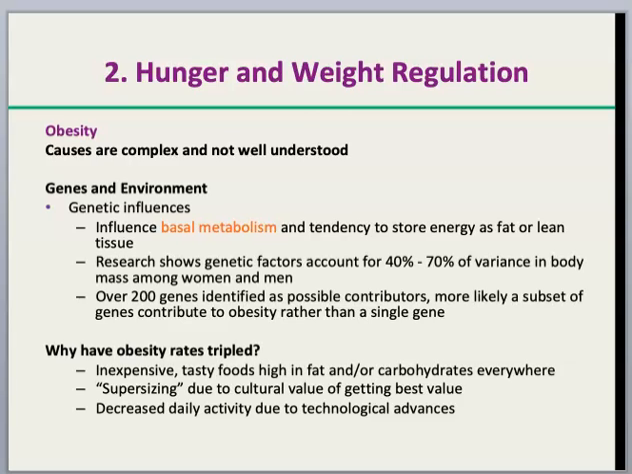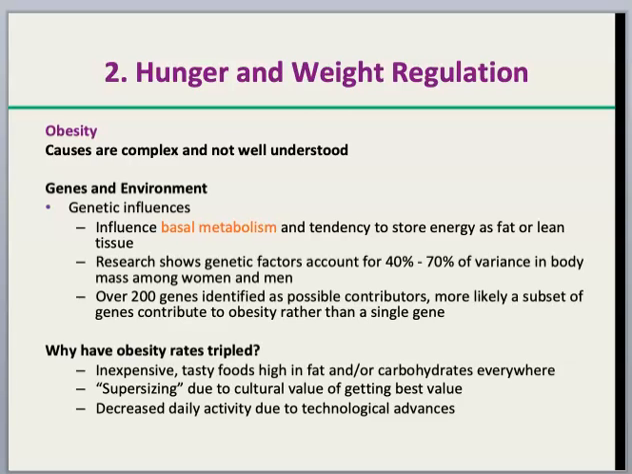Why have obesity rates tripled? The text talks about three main reasons. One, inexpensive, tasty foods high in fat or carbohydrates are everywhere. It is very, very inexpensive, as you'll notice if you go through a drive-through. You can get a cheeseburger, say at McDonald's or Burger King, so I don't target anybody, or small fries for $2. But if you want a salad with chicken on it, it's $10. So it's a lot more expensive to eat healthy foods.